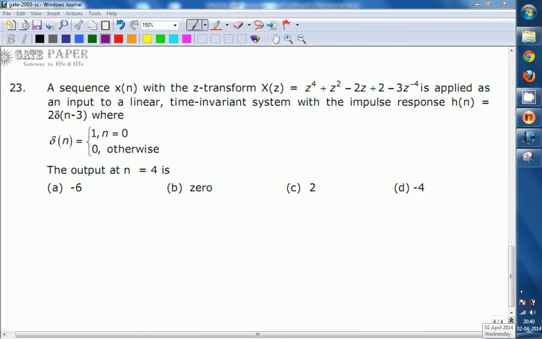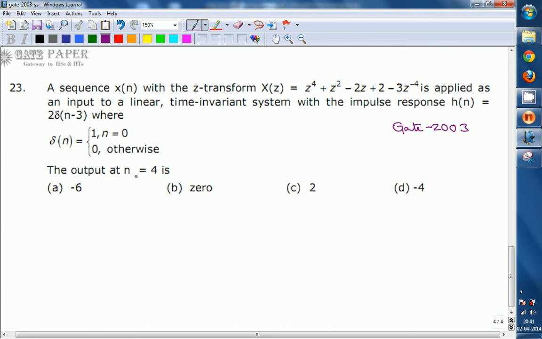We are going to discuss a question from signals and systems given in GATE 2003 from the LTI system concept. A sequence x of n with the z transform X(z) equals z^4 + z^2 - 2z + 2 - 3z^-4 is applied as an input to a linear time invariant system with the impulse response h of n equals 2 δ(n - 3), where δ(n) equals 1 at n equals 0 and 0 otherwise.